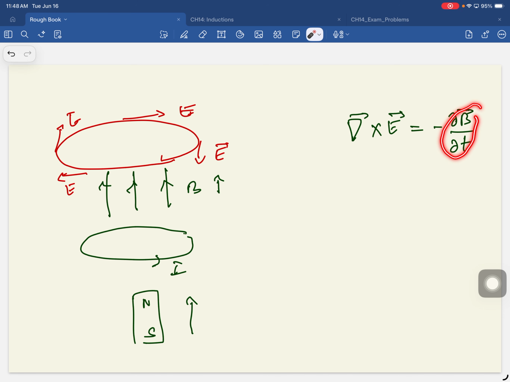Time-varying magnetic fields are producing electric fields. For instance, if this magnetic field was increasing, it would induce an electric field like that. And of course, it's inducing an electric field everywhere. The further out you are from the changing magnetic field, the weaker that field is.